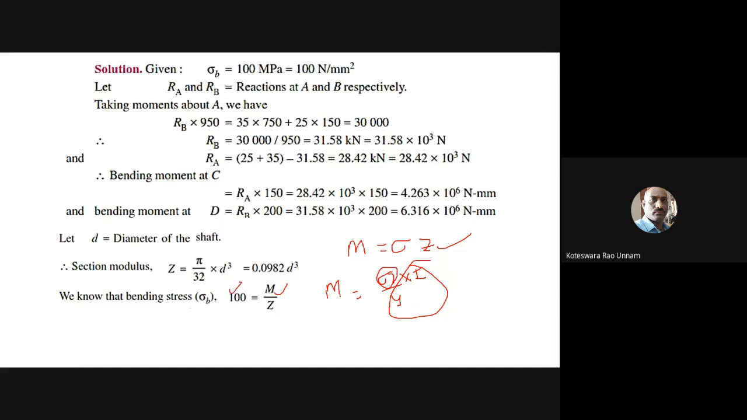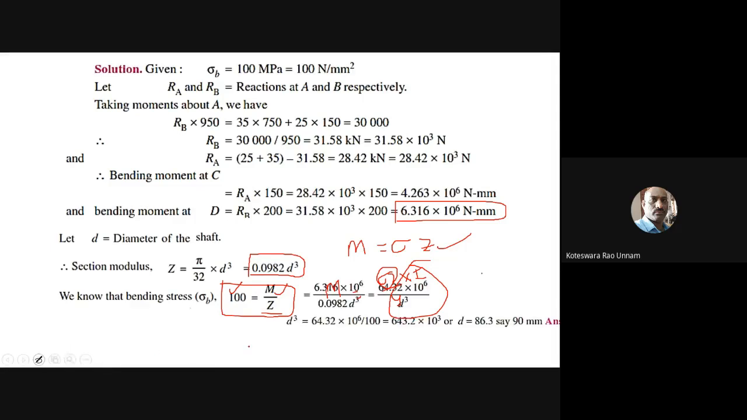Sigma is given as 100. M we already calculated as 6.316 into 10 power 6 Newton mm. So Z is the only unknown, and that is in terms of d only. So this is our design equation. By solving this design equation, we will get the diameter of the shaft. If you solve this, we get d is equal to 86.3 mm, which is rounded off to 90 mm.